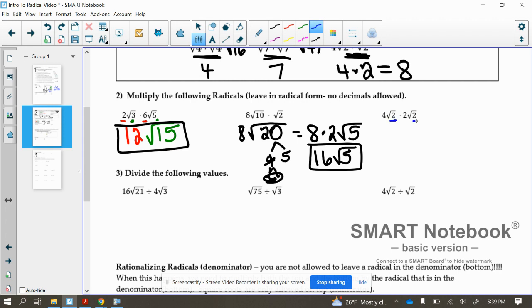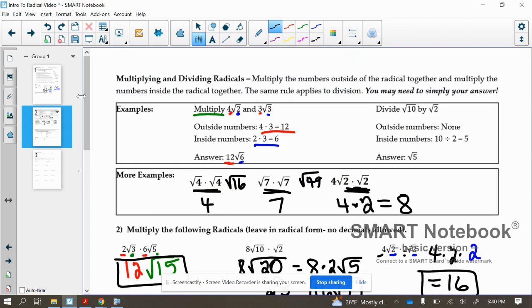Last but not least, just like we had on that first example, remember anytime you multiply a radical by itself, it just becomes the number underneath the radical. And then we also had a 4 and a 2 on the outside to begin with. So 4 times 2 is 8, times 2 again is 16.